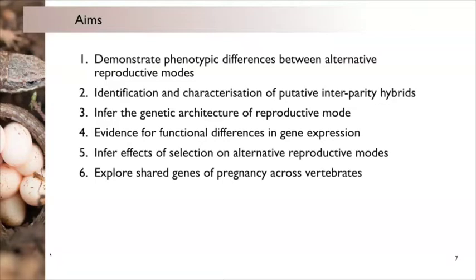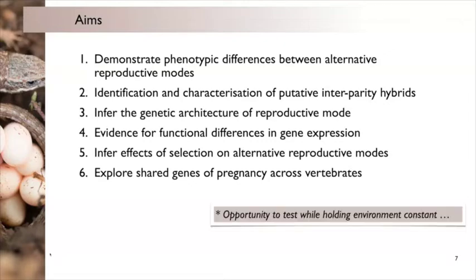So today I'm going to talk about demonstrating some phenotypic differences between these alternative reproductive modes, in this case in a study lizard, and identifying and characterizing these interparity hybrids, which was pretty exciting. And then inferring the genetic architecture of reproductive mode based on these key traits. And then looking at some examples from gene expression and at signals of selection on this reproductive mode divergence. And then also looking at shared genes of pregnancy across vertebrates. I'll touch on these last 2 points at the end.